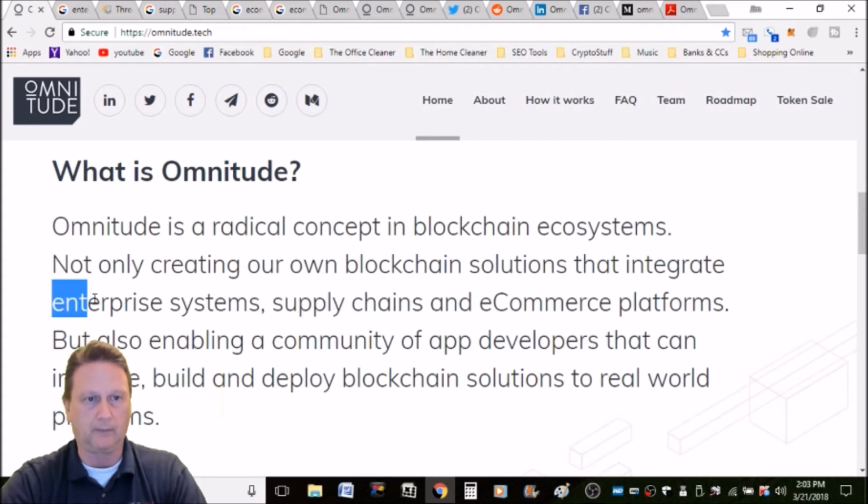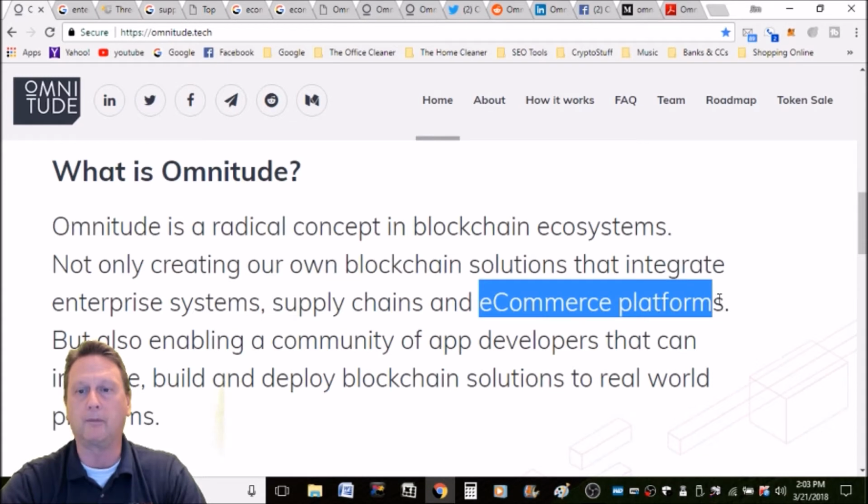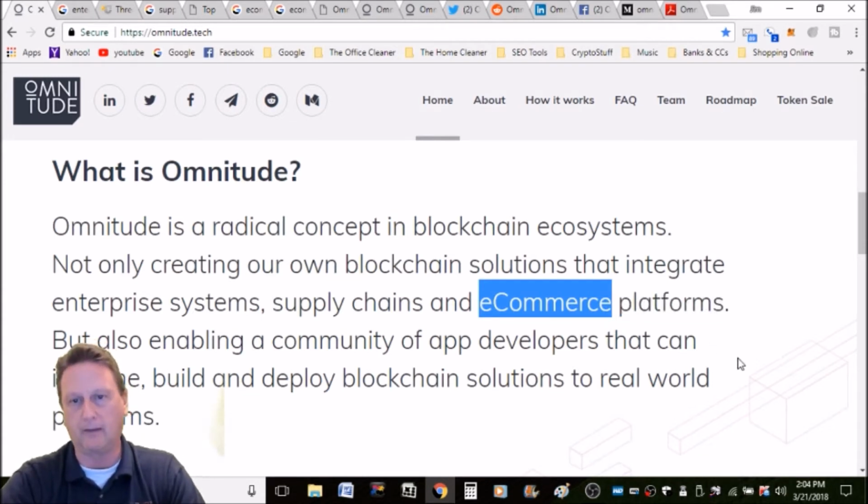So we've got the software systems of the businesses, we've got the manufacturing and production and delivery of their product, and then finally the e-commerce platforms. So this one probably you're more familiar with, because pretty much we think of e-commerce and we think of Amazon or online stores, that type of thing. So that's what e-commerce is.